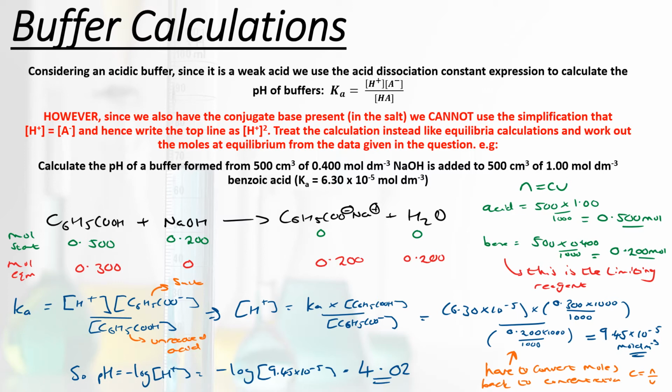So when you do that calculation, we find that our H plus concentration comes out to be 9.45 times 10 to the minus 5 moles per decimetre cubed. So we have H plus concentration, so we then just have to work out the pH with the negative log of that. And when you do that, you find that the answer is 4.02. Remember to give pH to 2 decimal places.